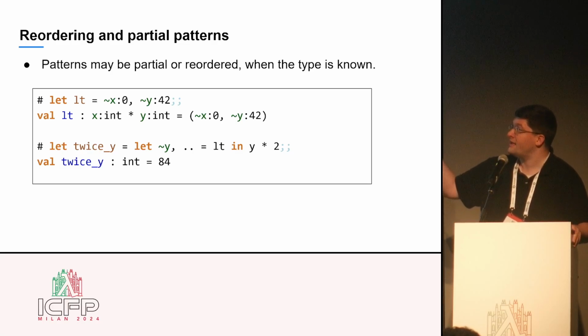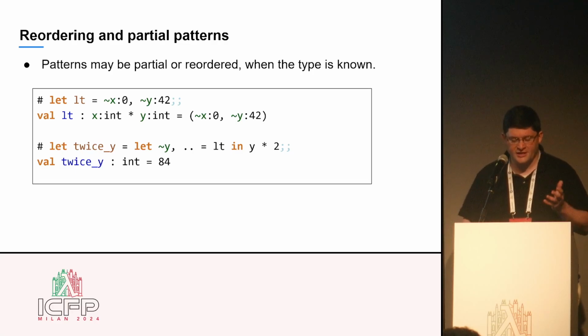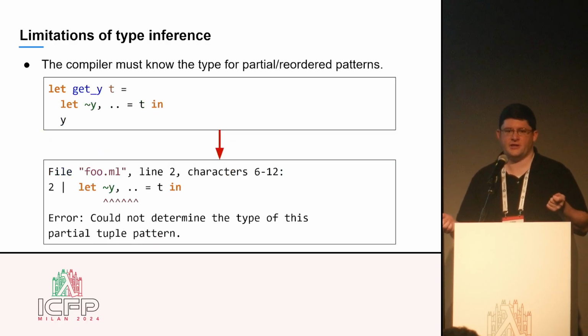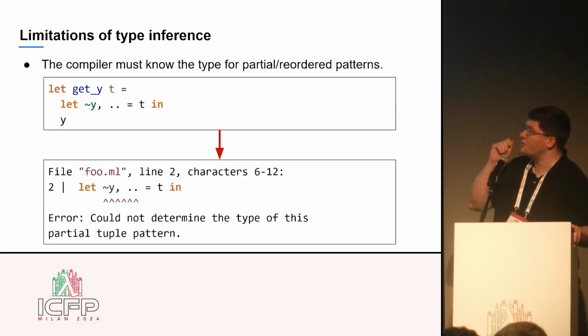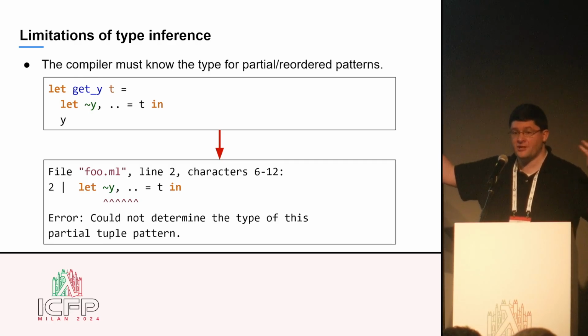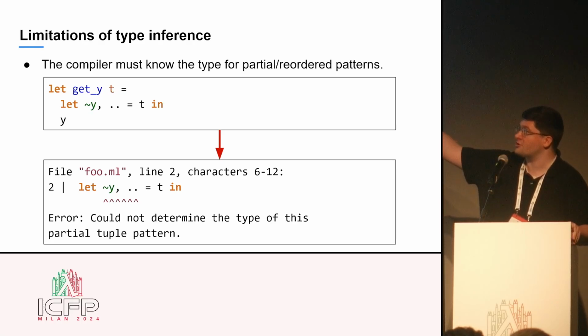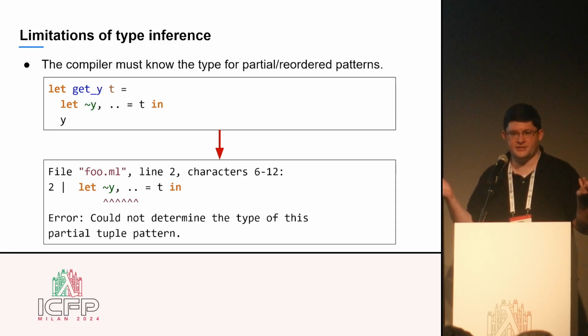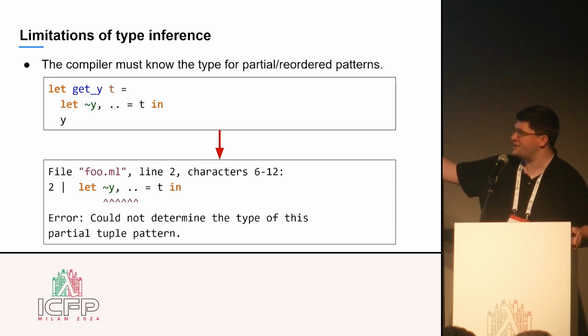And this works fine, as long as the compiler knows what the type is of the pattern that is being matched on. It needs that type information to do this kind of partial pattern match, because otherwise how do we know where the field y is in the record? So if the compiler doesn't know the type of the thing that's being pattern matched on, you're going to get an error like this. In this case, I've written a function that tries to get y from something t that we don't know the type of. And so we try to do a partial pattern match on t, but the compiler doesn't know the whole type of the t tuple, so it gives you a static error saying it doesn't know what the type of this pattern is.